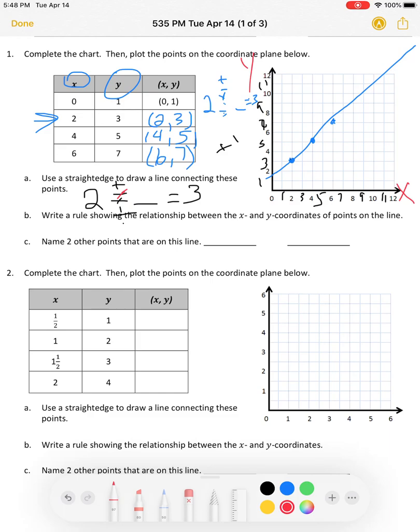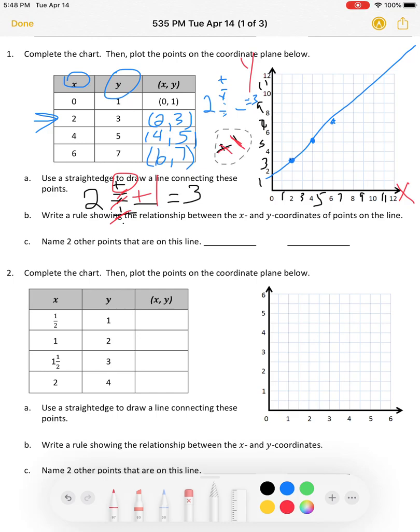2 times a number would equal 3? No, 2 times 1 is 2, 2 times 2 is 4. So then we know multiplication is not part of the rule there. 2 divided by a number equals 3? Nope. 2 divided by 2 equals 1, and 2 divided by 1 equals 2. So it would not equal 3. So the only possible solution here would be to add. 2 plus 1 equals 3. So let's test it to see if that is the correct rule. Plus 1 will probably be our rule in this particular sequence of numbers.